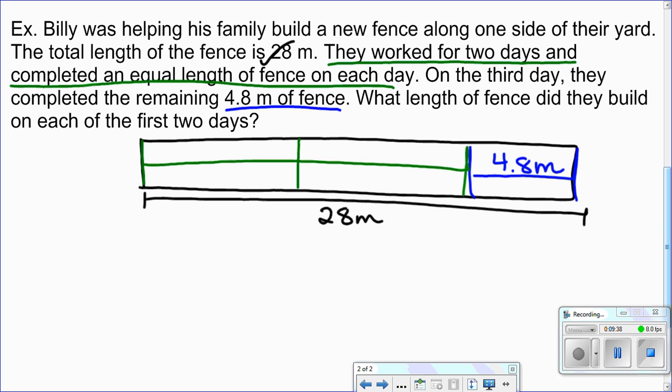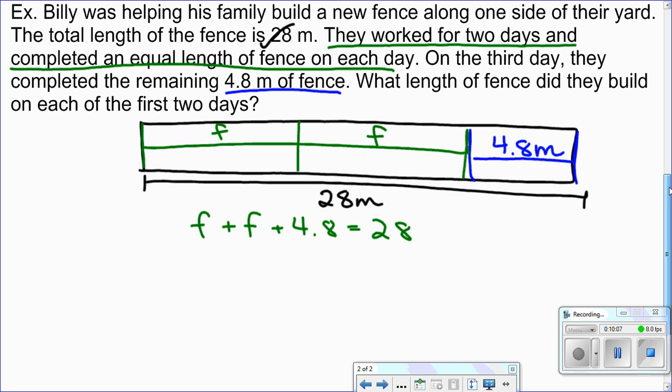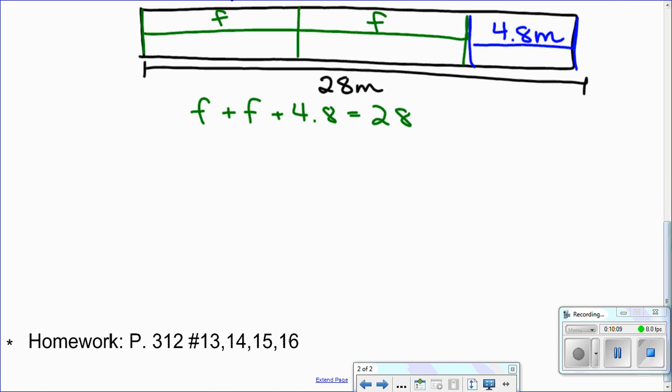So that means this piece of fence they completed in the first 2 days, they completed 2 equal amounts. So let's call that F and F. I would use L's, but L's end up looking like 1s. So they completed 2 equal lengths, but we don't know what that is. We want to know what length of fence they built each of those days. So the equation we can come up with is that all of those pieces of fence have to equal 28. So F plus F plus 4.8 has to equal 28. We'll leave the units off of it just for now. Otherwise, we're going to have F and M's, and it's going to be confusing.